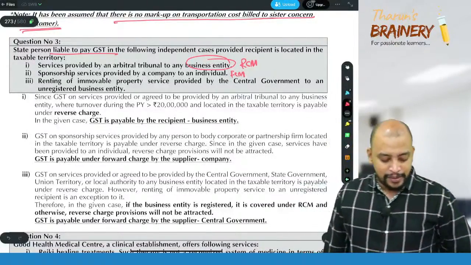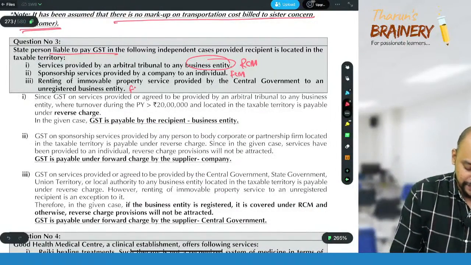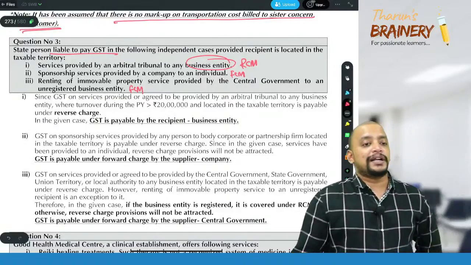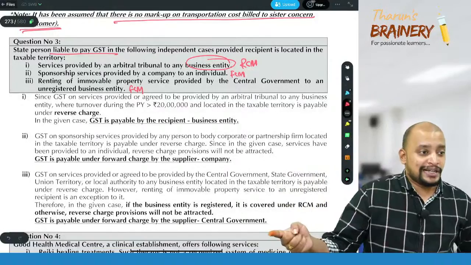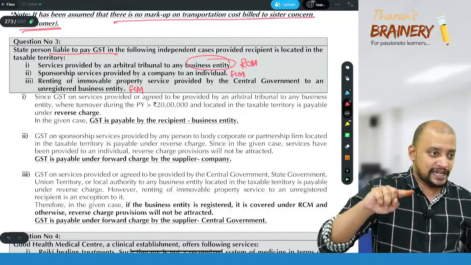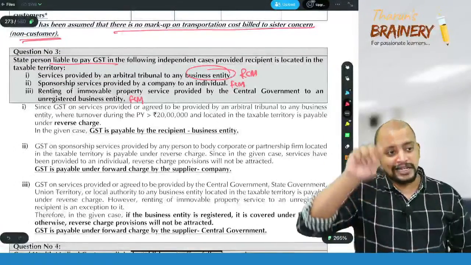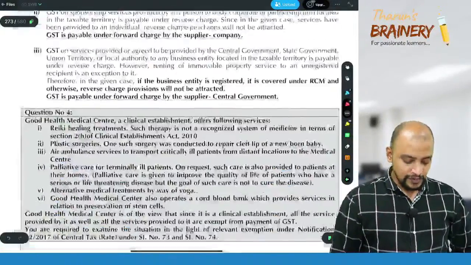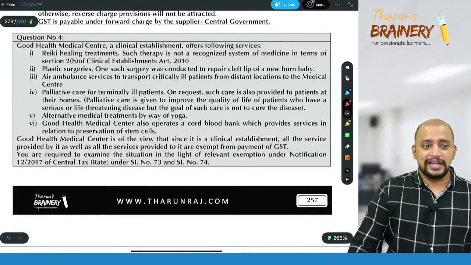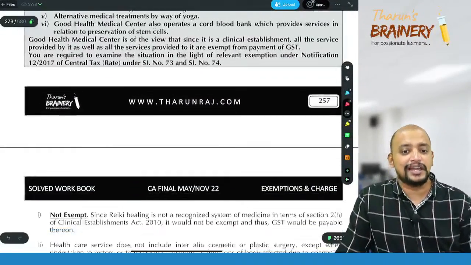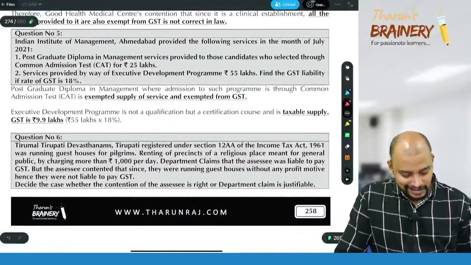Renting of immobile property service provided by central government to an unregistered business entity, FCM. Renting of immobile properties to business entity: if the recipient is registered, RCM. If the recipient is unregistered, it will be FCM. Services provided by government to business entity, that chart we need to refer. Then number 4, you can try that. It's a simple question, healthcare services question only. We did that in class, yes.